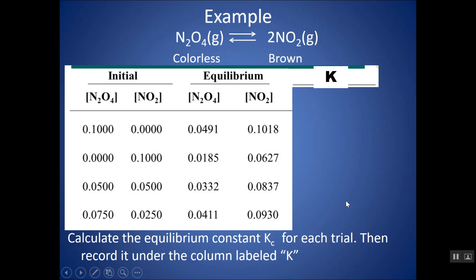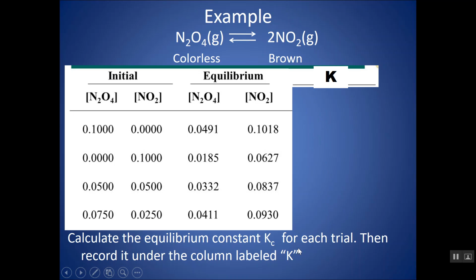Okay, one more example here. Here's actual data from a lab. I'm giving you a reaction, N2O4, and it's turning into two NO2s. So here's my initial concentrations, and then once the reaction reached equilibrium, the equilibrium concentrations were recorded. I want you to take a moment and calculate the equilibrium constant, which we can call Kc, or K, or KEQ, and for each trial, I want you to calculate it and put it in this last column.